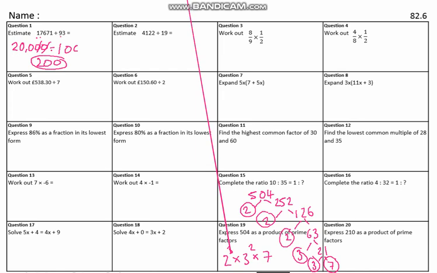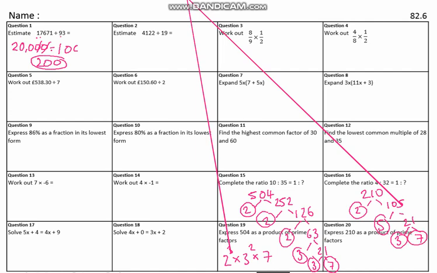We want 210 as a product of prime factors. 210 is an even number, so we can do 2 and 105. Now 105 isn't even, but it does have a 5 on the end, which is useful, because now I know that I can divide that by 5, and I can do 21. Well, I just did this one, so I can do 3 times 7. Here, we're going to write them in ascending order. So we're going to have 2 times 3 times 5 times 7 as our final answer for that one.